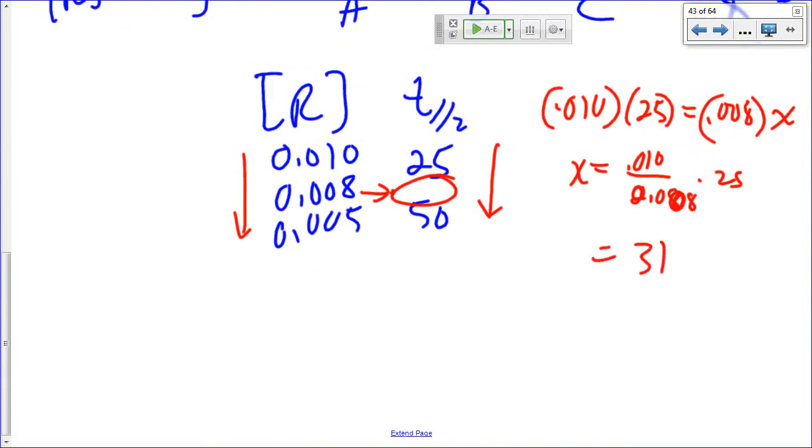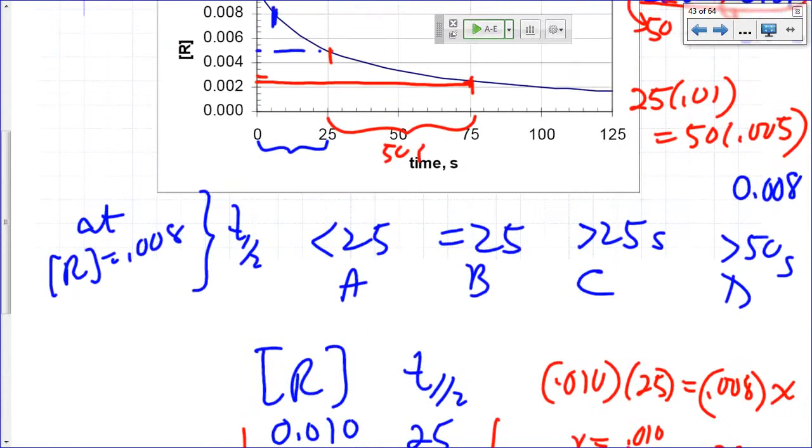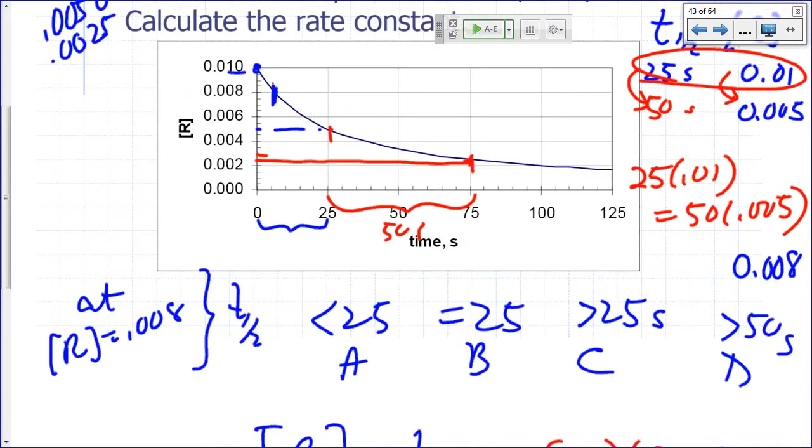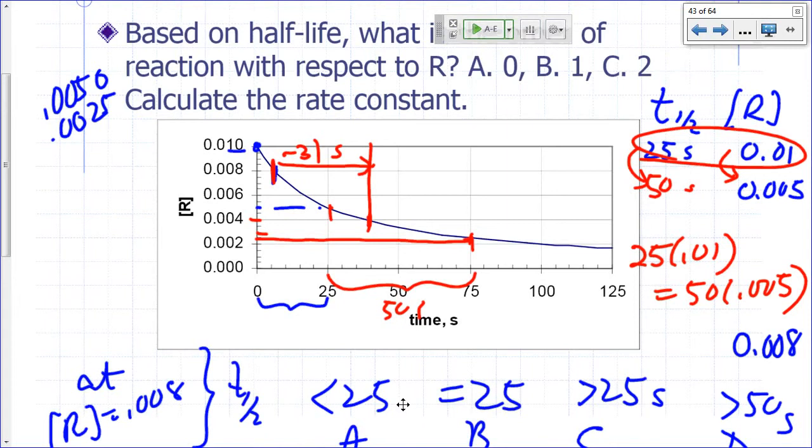Okay, 31.25 seconds. Let's see if that's in fact the case. Let's look at our graph. From 0.008, what's half of 0.008? 0.004, right? So that should be about 31 seconds approximately. Is that about 31 seconds? Yeah, that's a little longer than 25 seconds, right? Now, how do you determine the rate constant?